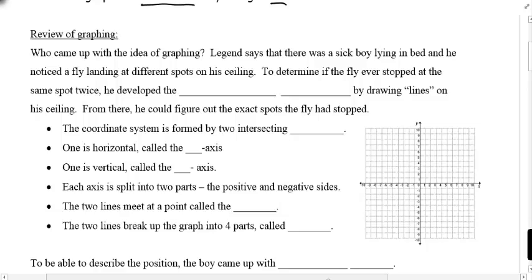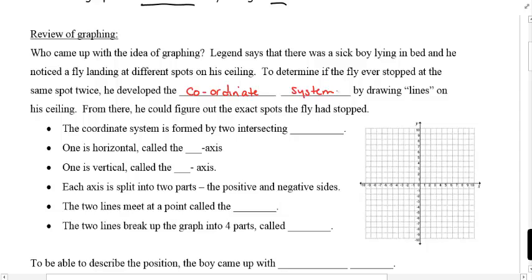Well, there's a legend that says there was a sick boy who was lying in bed at home. He noticed a fly landing at different spots on the ceiling. Yeah, he was pretty bored. To determine if the fly ever stopped at the same spot twice, he developed something called the coordinate system, by drawing lines on his ceiling. And from there, he could figure out the exact spots the fly had stopped.